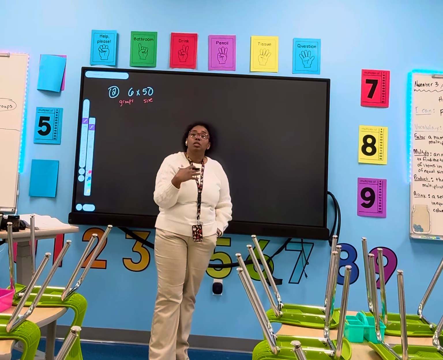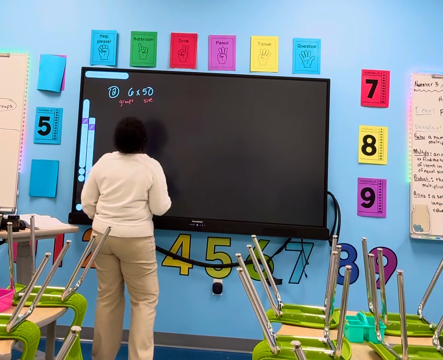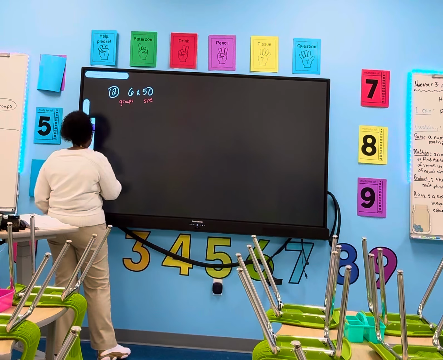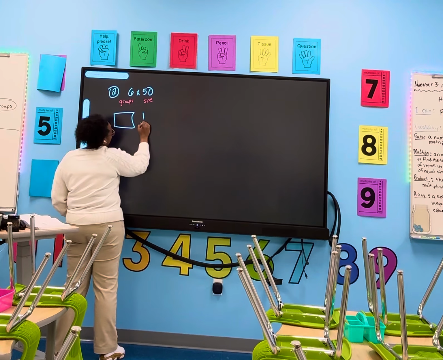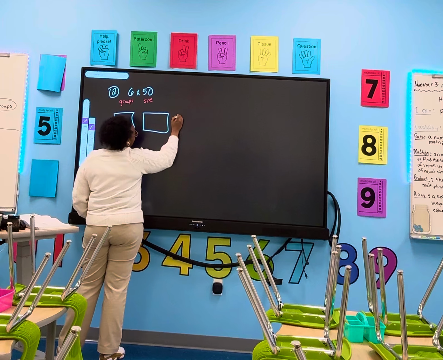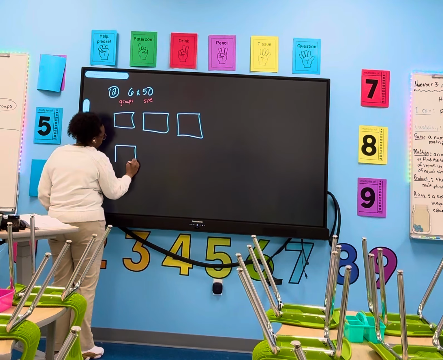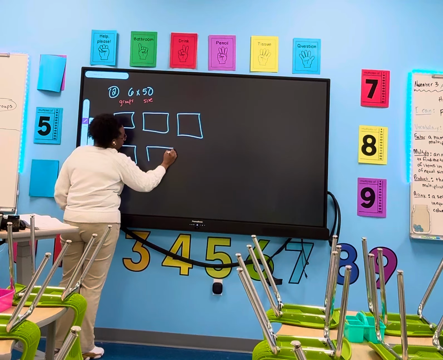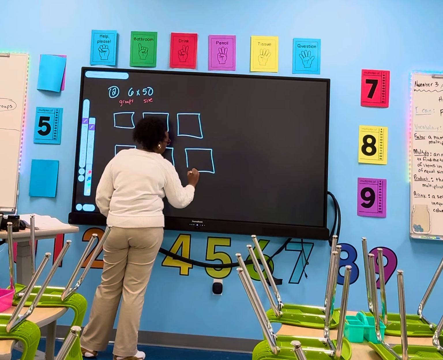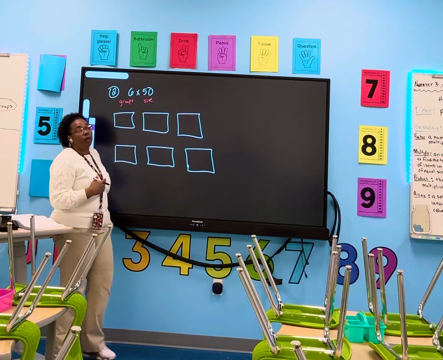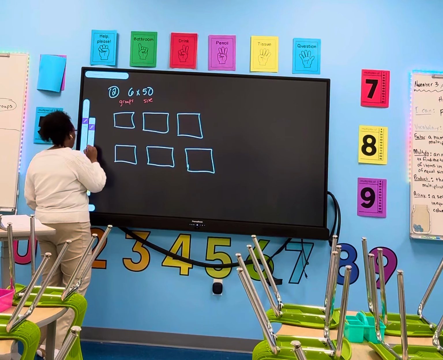So we could use the base 10 blocks. I'm gonna show you how that works. Here it goes. So I'm gonna do 6 groups. I'm gonna make 6 boxes. 1, 2, 3, 4, 5, and 6.